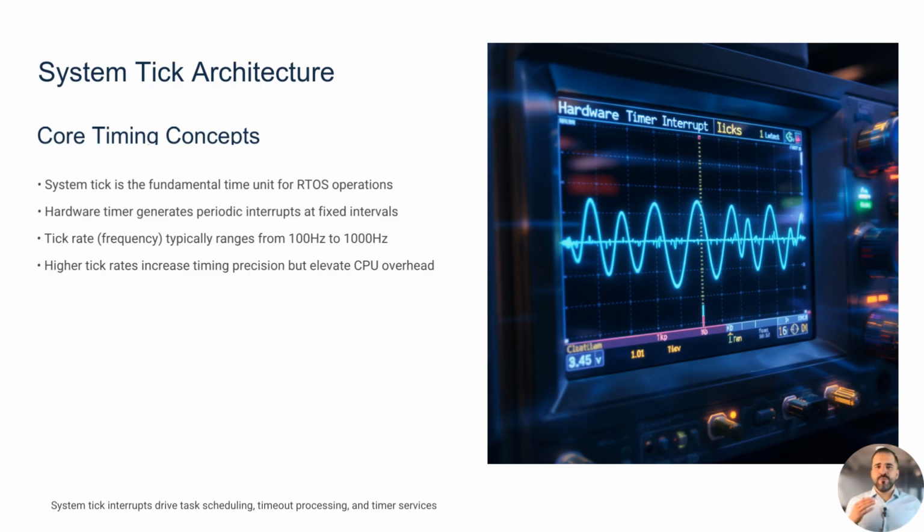Higher tick rates improve timing resolution and responsiveness, useful for systems with tight timing constraints like high-speed sensor sampling or fast control loops. But more frequent interrupts consume more CPU cycles, increasing overhead and drawing more power. Lower tick rates reduce overhead, boosting idle efficiency, but risk coarse timings, potentially missing critical deadlines.